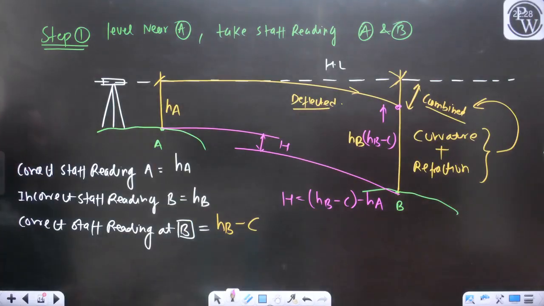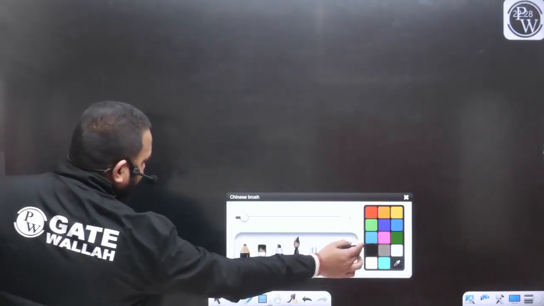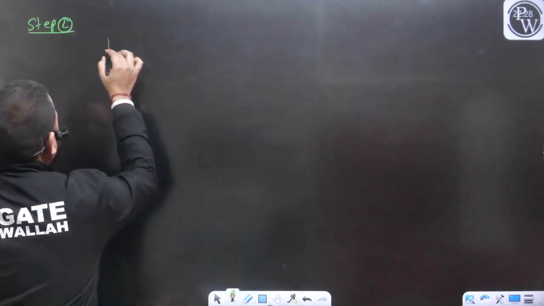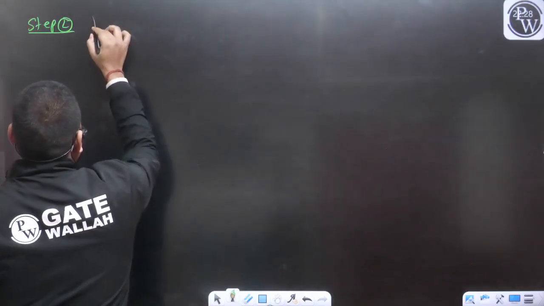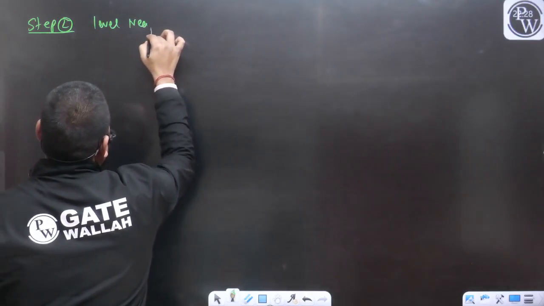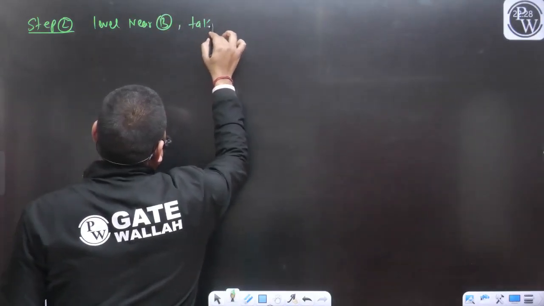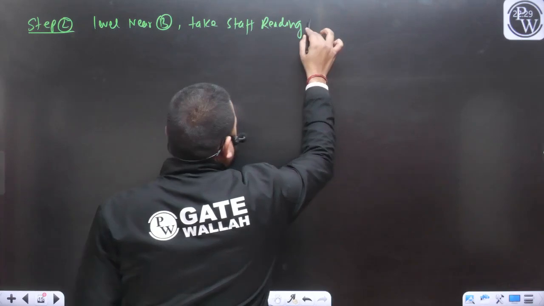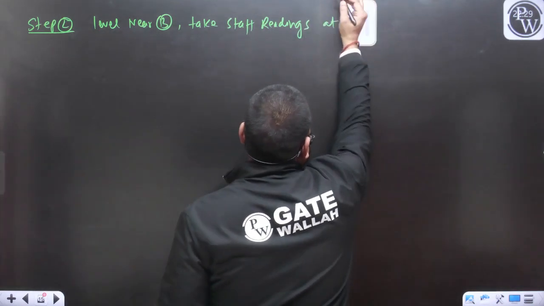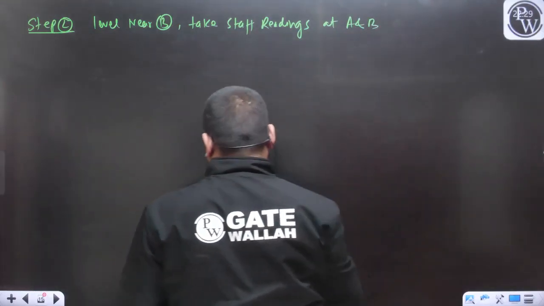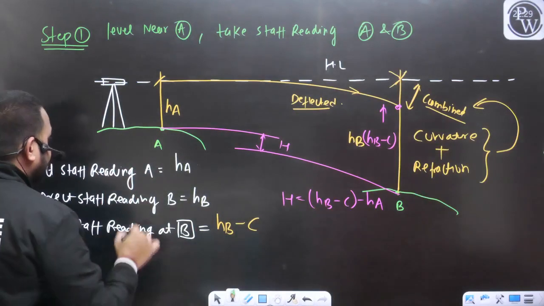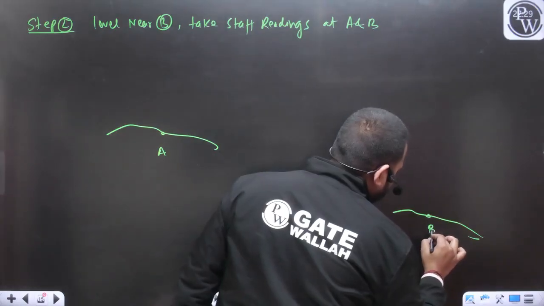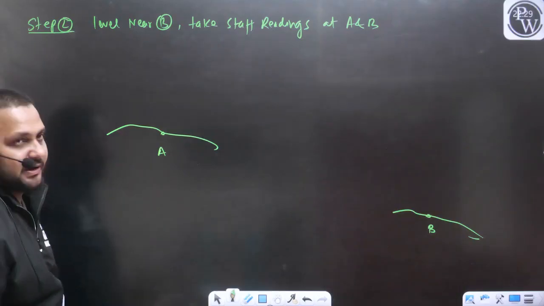Now I will shift the instrument. In step 2, I will place the level near point B and take staff readings at A and B. Let's say this was the situation, same points are there. This is your point A and this is your point B. Now I will place this level instrument near point B.